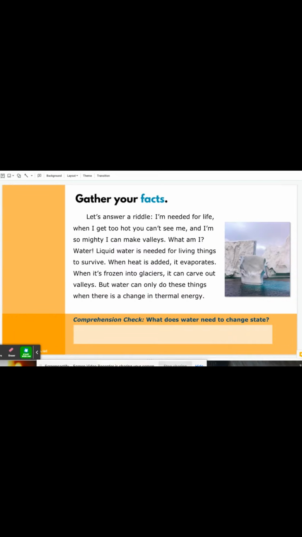Let's keep going and gather some facts. Let's answer a riddle. I'm needed for life. When I get too hot, you can't see me. And I'm so mighty, I can make valleys. What am I? Water. Liquid water is needed for living things to survive. When heat is added, it evaporates. When it's frozen into glaciers, it can carve out valleys. But water can only do these things when there is a change in thermal energy.